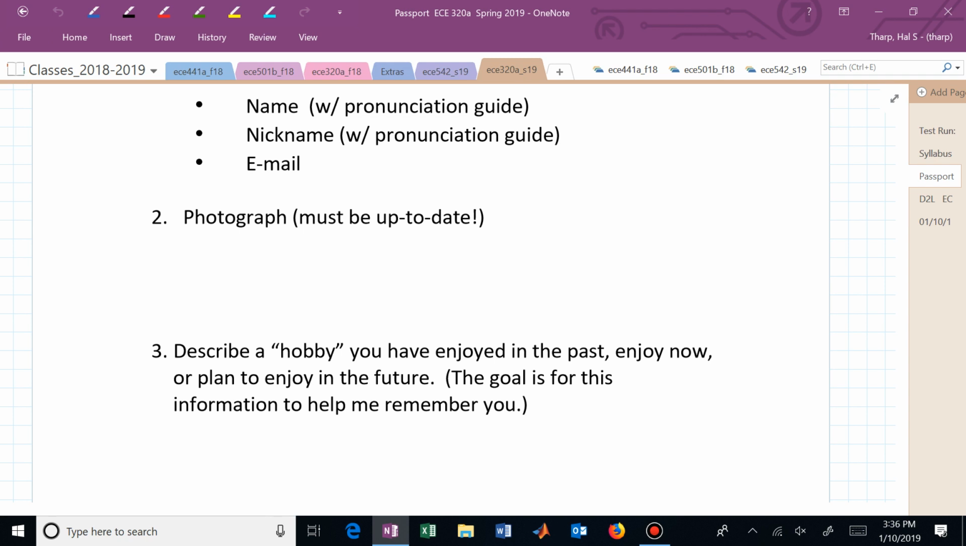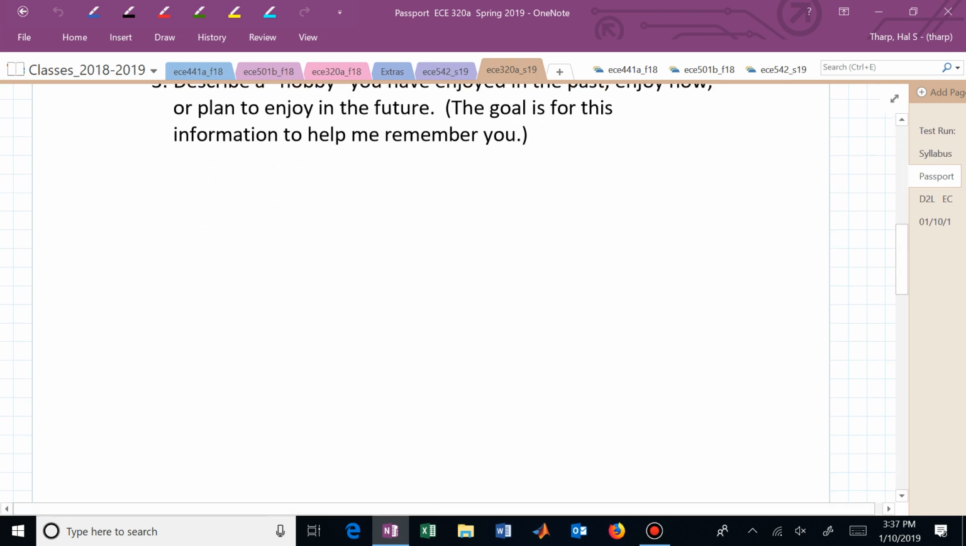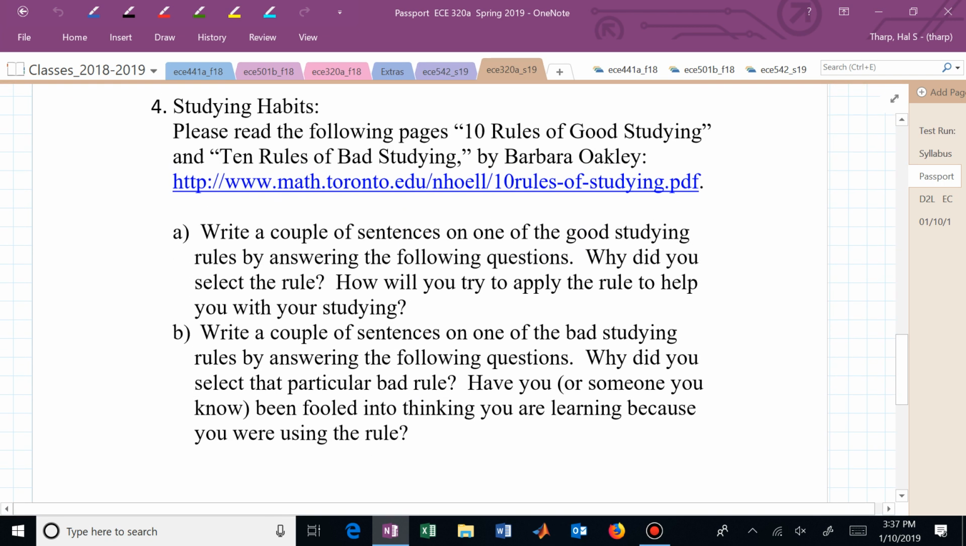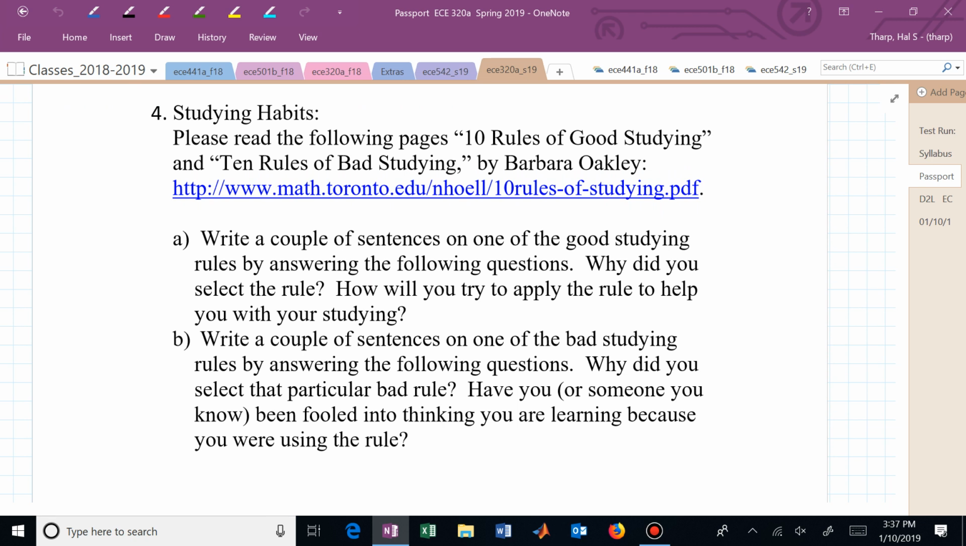So give me an up-to-date picture, and then, to give me something besides a face and a name, what hobby do you like? Typically it's easier for me to see a face and think of their hobby than their name, in fact, but maybe I can get all of those connected. The other part of your passport is to read through 20 different rules. 10 rules concern good study habits, and another 10 refer to bad study habits.